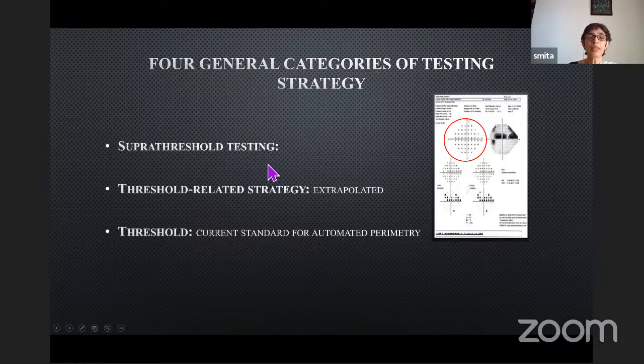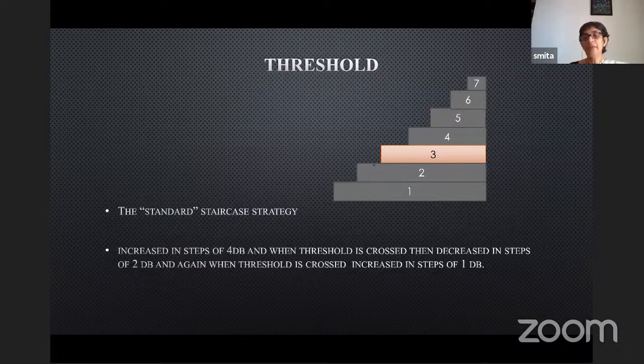They include supra-threshold testing, where you present a very bright stimulus, and then the patient says whether the patient has seen or not seen the stimulus. So it is like a screening test. Threshold related strategy, we do not use it much, but the current standard for automated perimetry is the determination of threshold, the threshold test. And a threshold, as we know, is basically that intensity of light which can be seen 50% of the time.